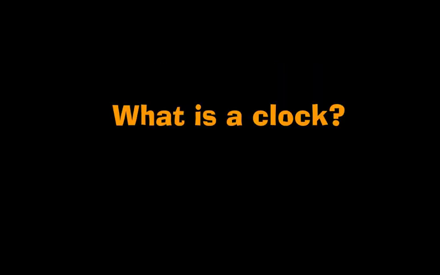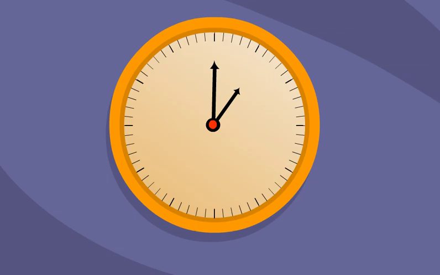What is a clock? A clock tells us the time. The dial of the clock is divided into 12 big divisions marked as 1, 2, 3, 4, 5, 6, 7, 8, 9, 10, 11, and 12. The 12 is always on top and 6 is always at the bottom.